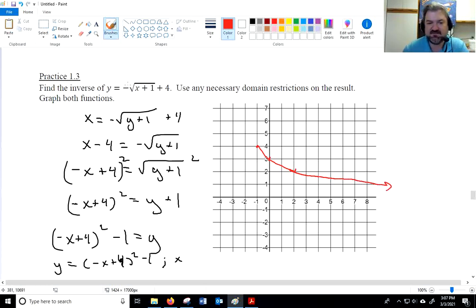So you can see because of this negative here, the largest value is 4, and then it goes down. So I have a range that is negative infinity up to 4. In other words, the y values are less than or equal to 4. I need to make my x values less than or equal to 4. And then if we graph this function, we'll end up getting something like this.